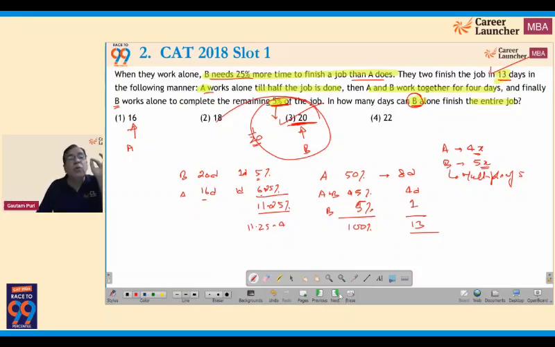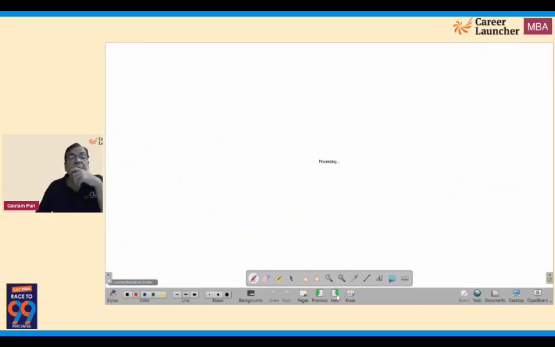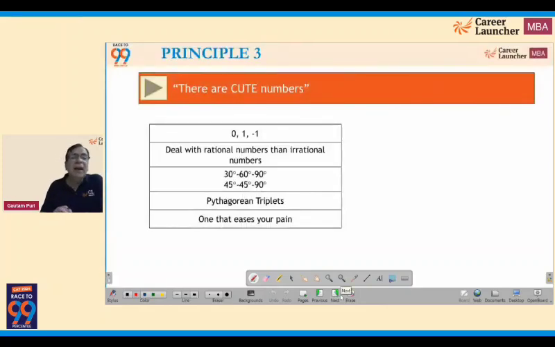Okay. So remember, focus on the choices, focus on what information is given and what it expects you to find. Okay. Then we have these cute numbers. CAT is all about cute numbers, simple numbers. What do I mean by cute numbers? Numbers which are easy to handle, easy to calculate. Remember, CAT is not about calculation.